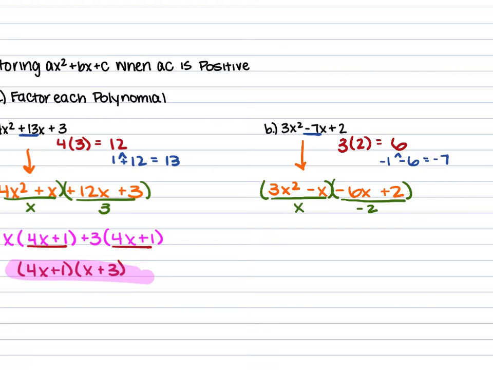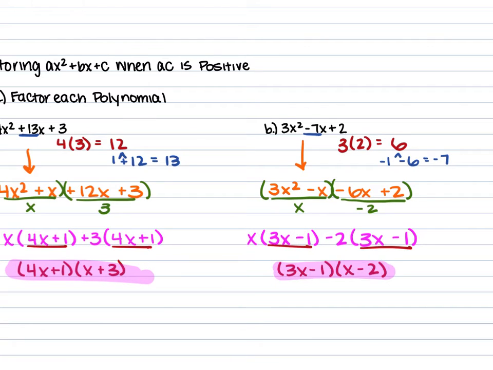so we'll factor out a negative 2 from the second set of parentheses. This is going to leave us with x times 3x minus 1 minus 2 times 3x minus 1. Check to see that your parentheses are the same. They are. So we have 3x minus 1 as one set of parentheses, and then we form another with the x and the minus 2 to give us 3x minus 1 times x minus 2.